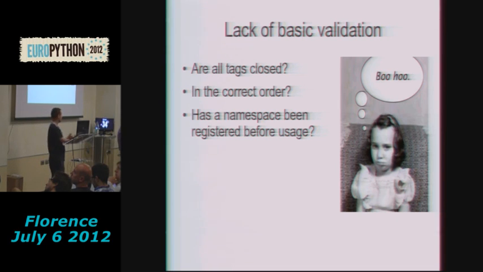It doesn't really check, are all tags closed? Are they in the correct order? Are you referring to namespaces that you never really defined? And when you write a large file, when you stream a large file, you really want to do all that before you're done with everything. And at the end, detect that it doesn't validate towards an XML scheme.